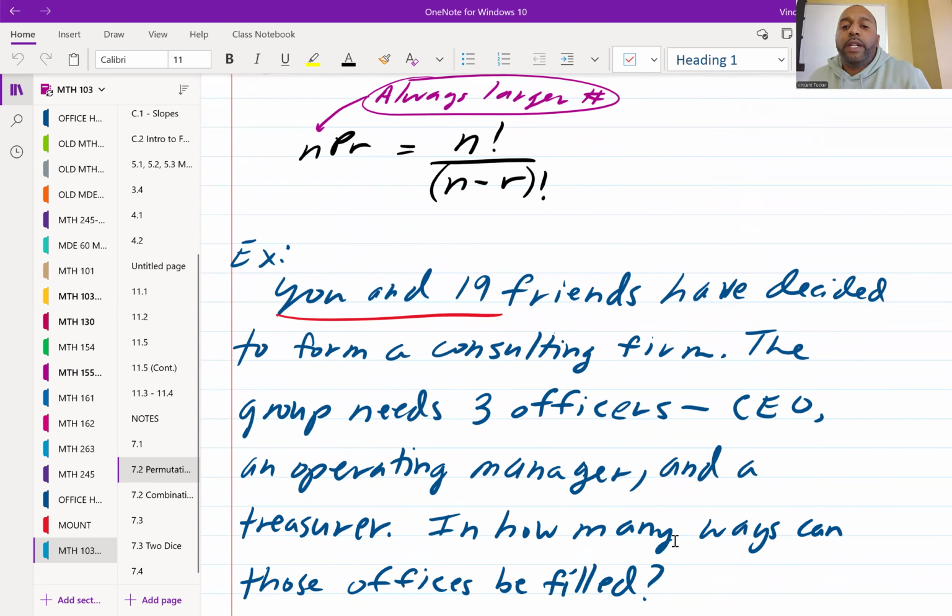All right, so you and 19 friends have decided to form a consulting firm. The group needs 3 offices: CEO, operating manager, and the treasurer. How many ways can those offices be filled?